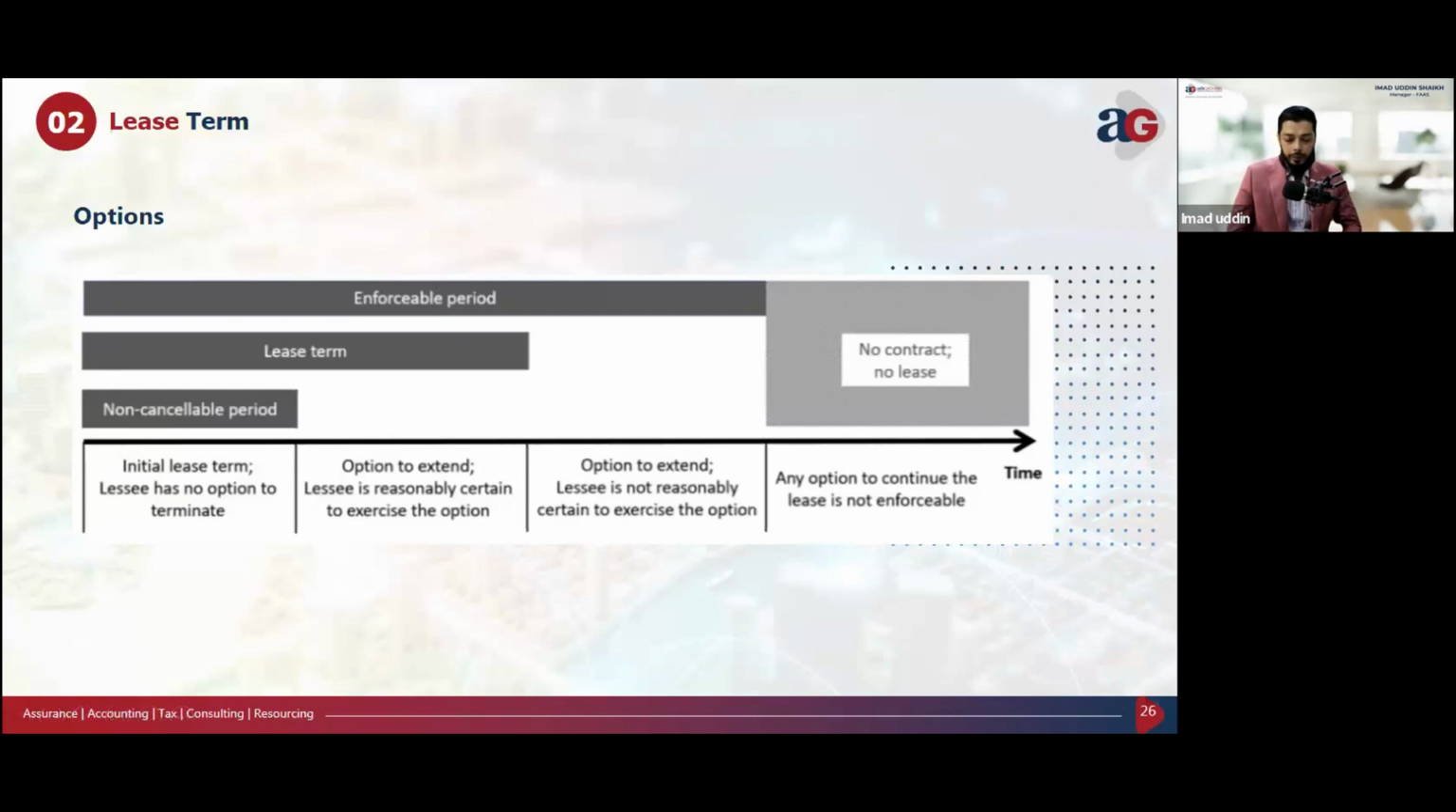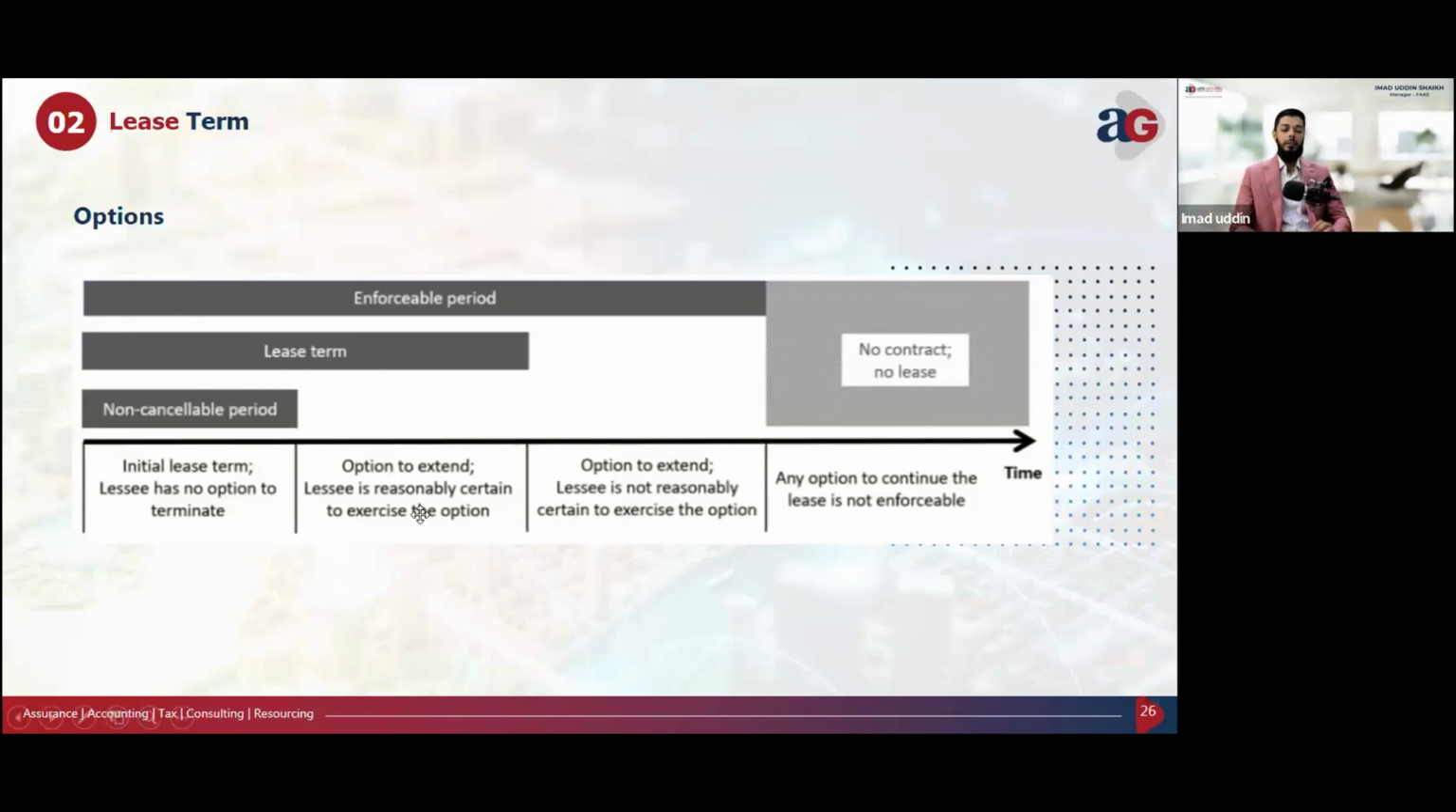On the contrary, when we talk about the termination option, let's say the lessee had a termination option here instead of the extension option, then we would only consider the point up till here if the lessee was reasonably certain not to exercise that option, which means we were almost 100% confident that the lessee would not exercise the termination option. Only then would the periods after the termination option be included within the lease term. And so this is how both the options work.